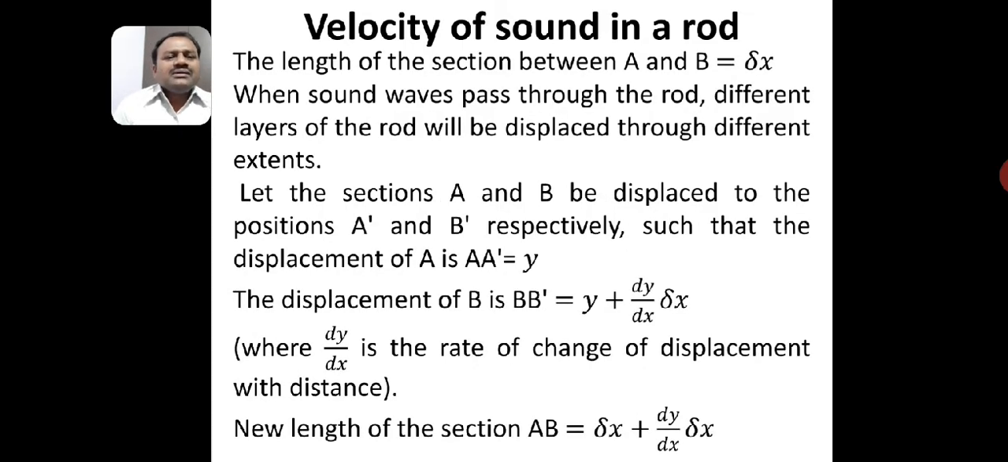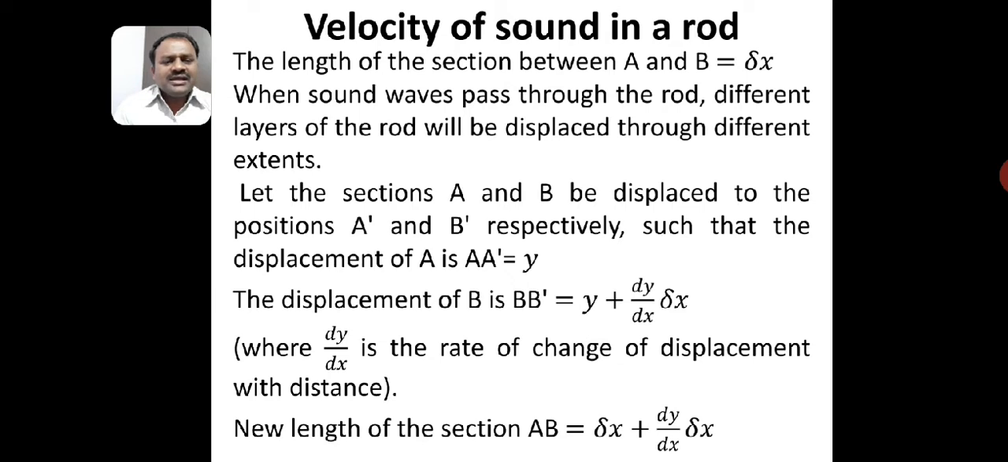Now the length of the section of the rod between A and B before the propagation of sound waves is delta x. When sound waves propagate, as we have just discussed, different layers of the rod will be displaced through different extents. So let the sections A and B be displaced to the positions A dash and B dash respectively, such that the displacement of A is AA dash, which is equal to y. Similarly, the displacement of section B is BB dash, which is equal to y plus dy by dx into delta x, where dy by dx is the rate of change of displacement with distance.